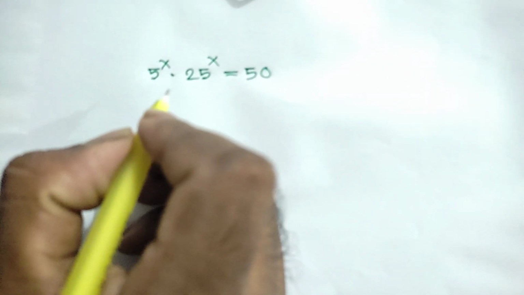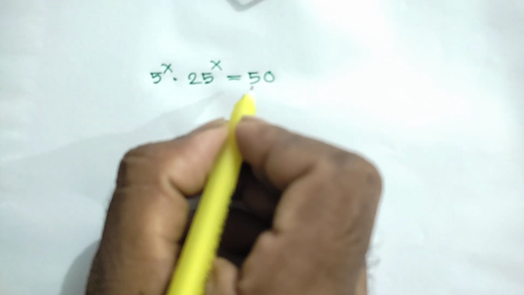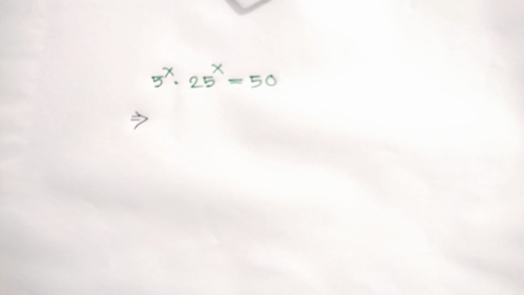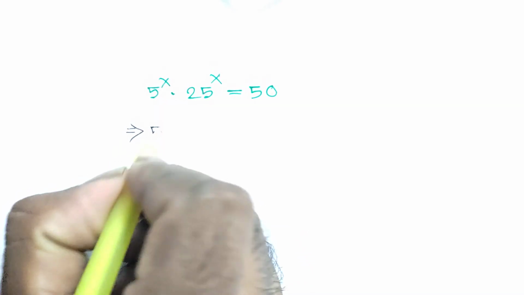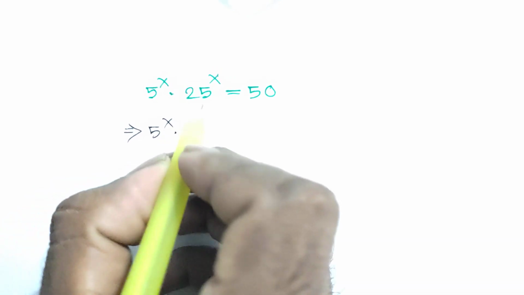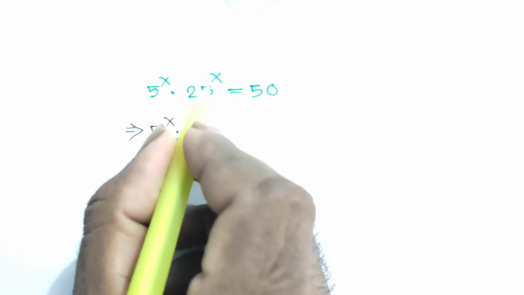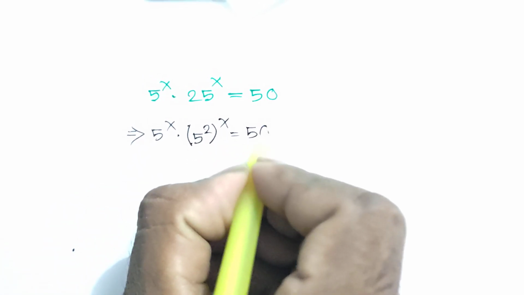In this video I am going to show how to find the value of x where 5 to the power x times 25 to the power x is equal to 50. 5 to the power x times, this 25 can be written as 5 squared whole to the power x, is equal to 50.